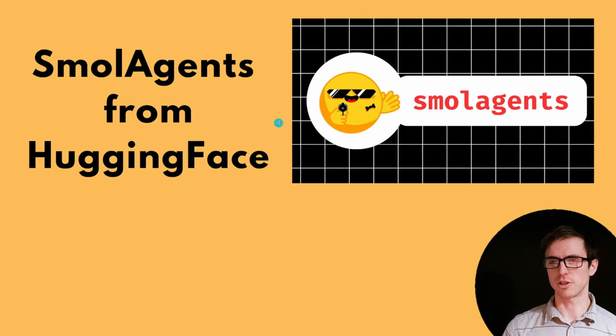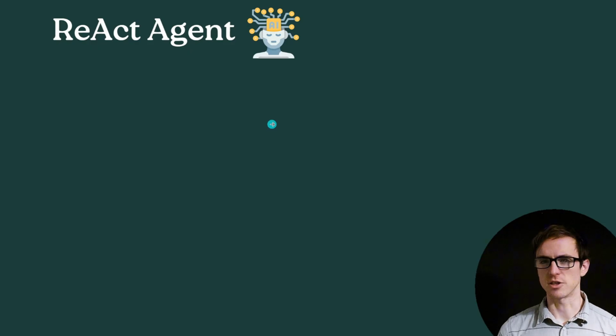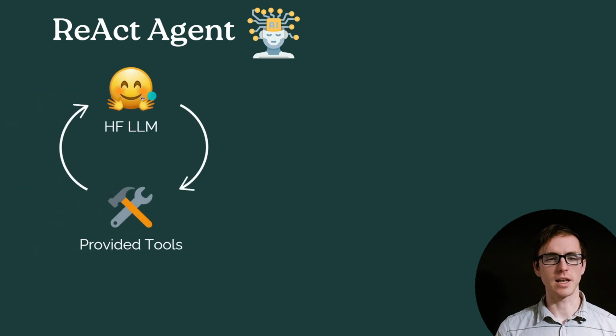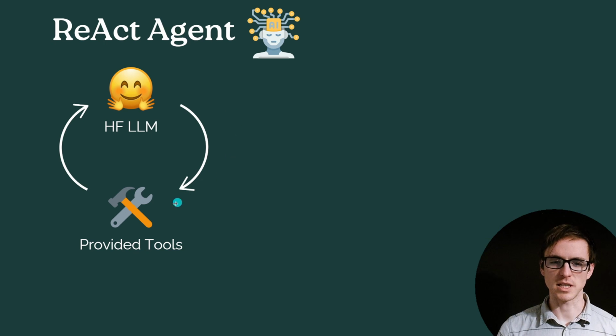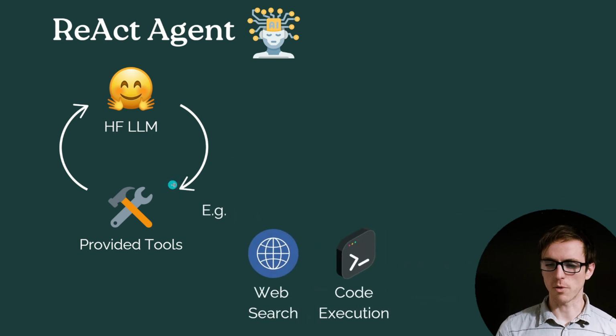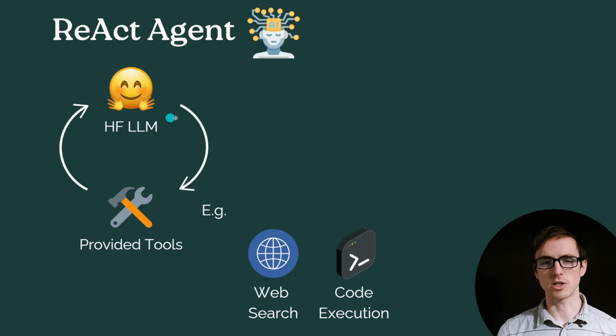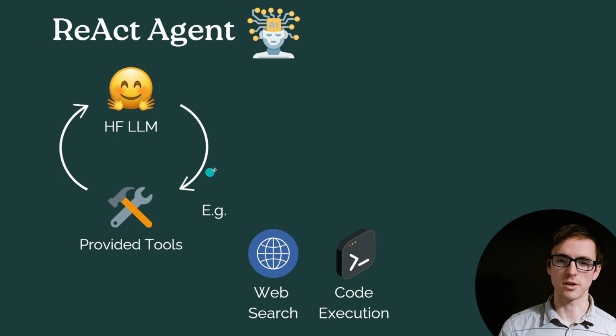So how does SmolAgents from HuggingFace work? In SmolAgents, all agents are React agents. And if you're not familiar with what a React agent is, it's a design pattern for agents that's backed by research, and most popular frameworks use React agents as their building block. The way it works is you've got a language model that chooses to use particular tools like web or code execution, and the outputs are then fed back into the language model, which can decide either to end there and provide the answer to the user or call another tool.